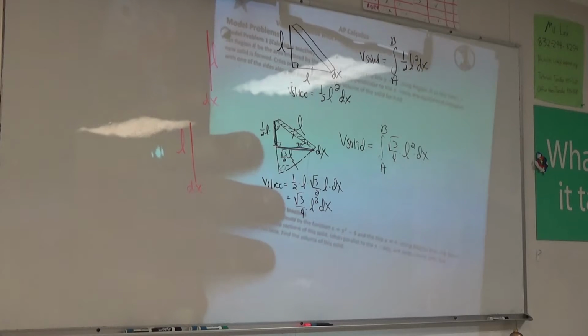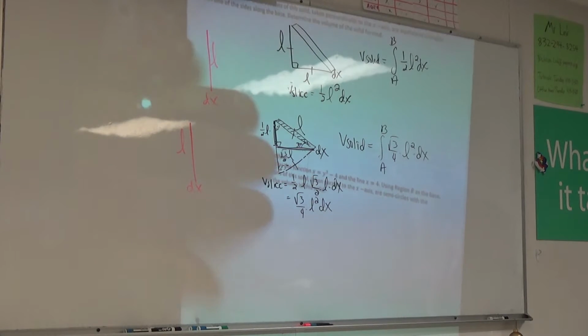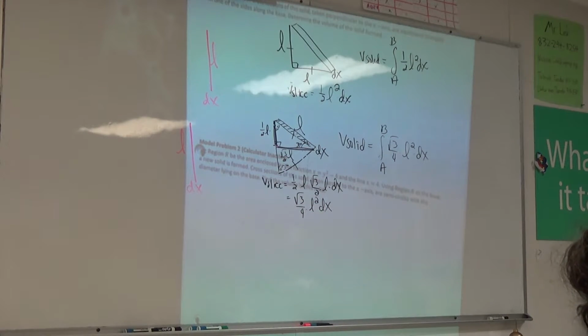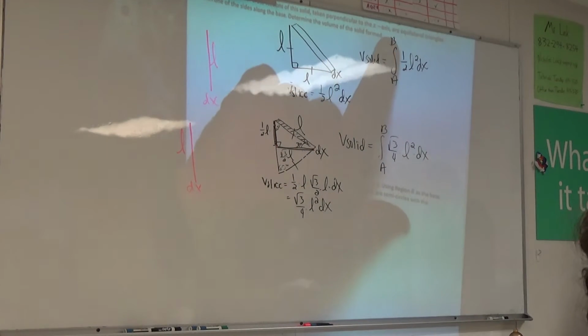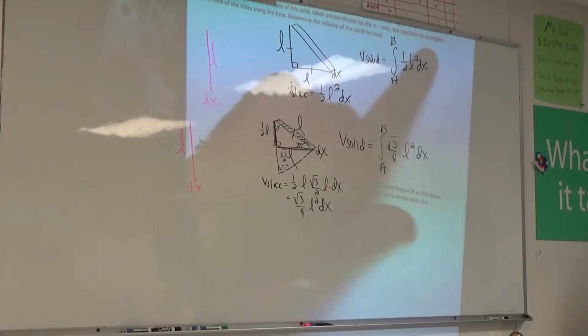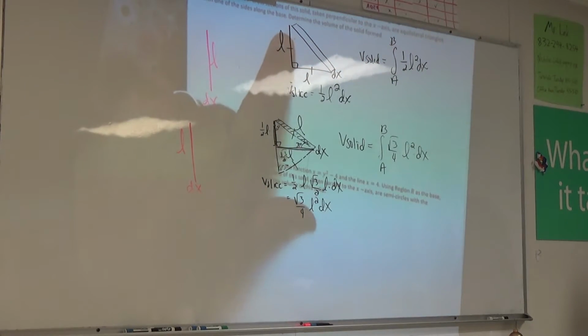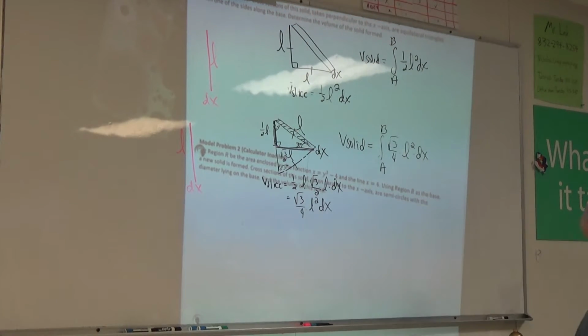Let region R be the area enclosed by y equals x squared and y equals 4. Using region R as a base, a new solid is formed. Cross sections perpendicular to the x-axis are equilateral triangles with one of the sides along the base. Determine the volume of the solid formed. You've got 3 minutes.